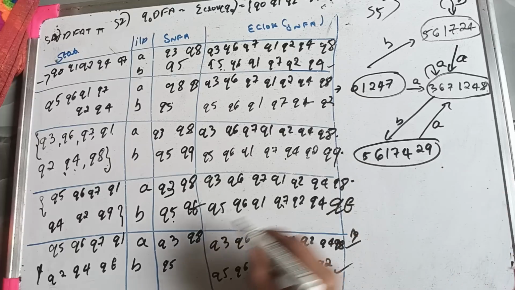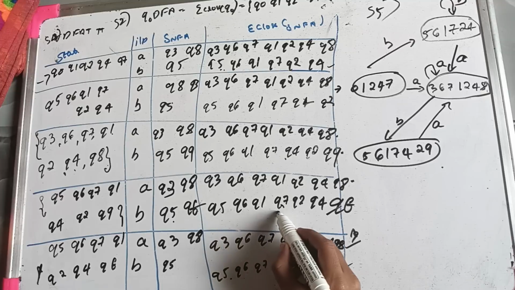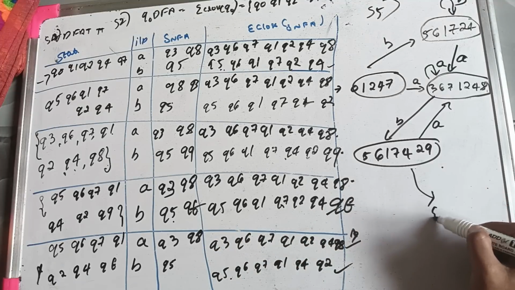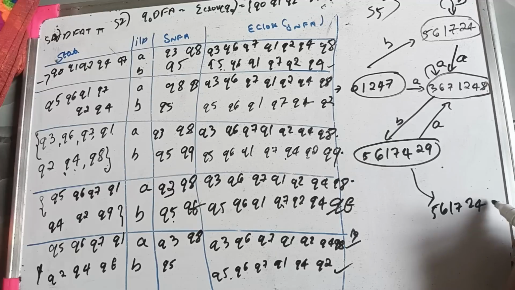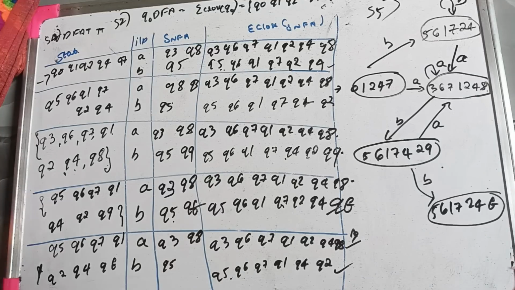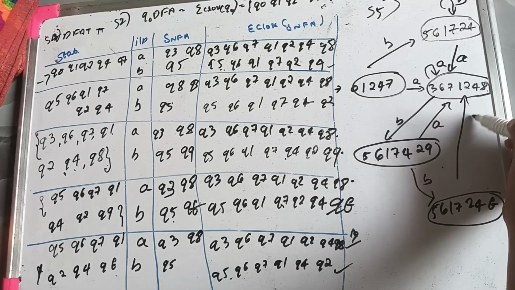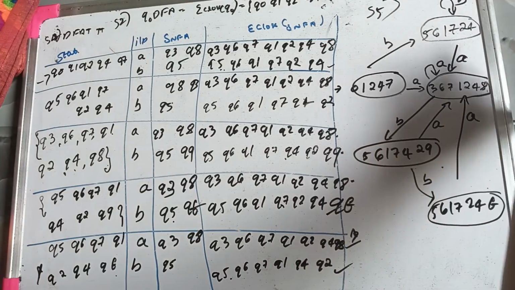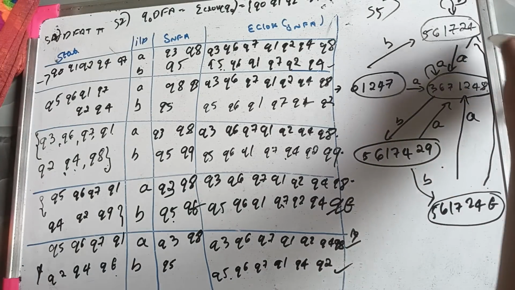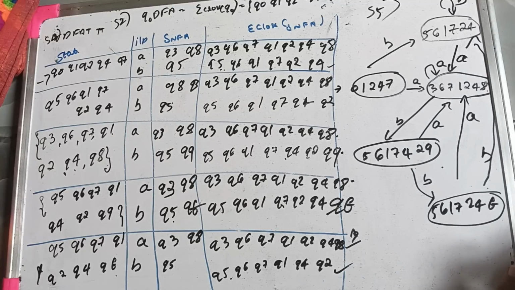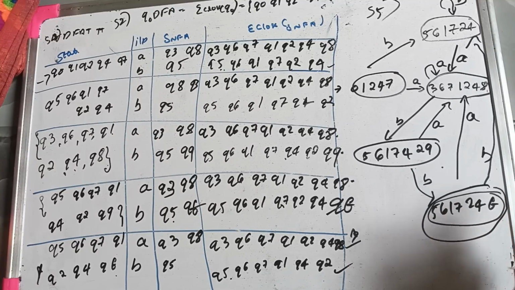And B goes to 5, 6, 1, 7, 2, 4, F. Next for 5, 6, 1, 7, 2, 4, F. A goes to 3, 6, 7, 1. And B goes to 5, 6, 7, 1, 4, 2. Okay, like this. And the final state is this F. Okay, this is the complete solution for this.